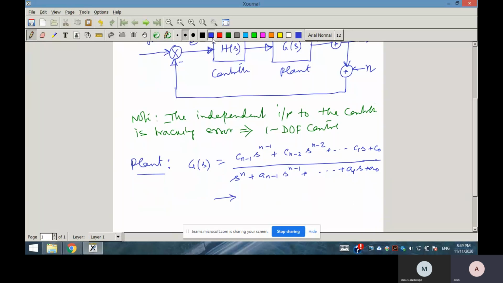I am just denoting this, by definition, as G(s) equal to C(s) by A(s), with a small c, small c(s) by A(s). So C(s) is the numerator polynomial, A(s) is the denominator. So this is a general strictly proper plant.